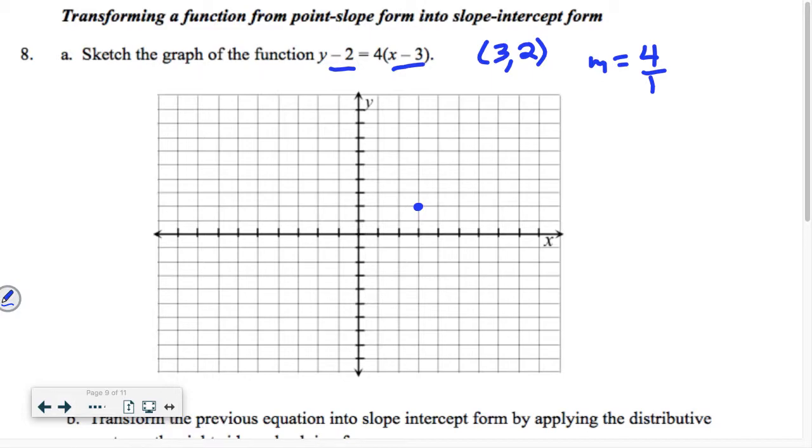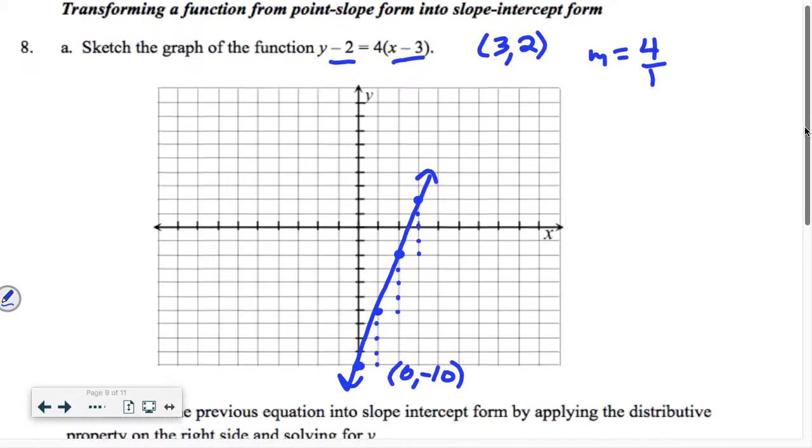so that you can see where the graph crosses the y-intercept. So 1, 2, 3, 4, left 1. 1, 2, 3, 4, left 1. 1, 2, 3, 4, and left 1. As you can see, this graph crosses at 0, -10.